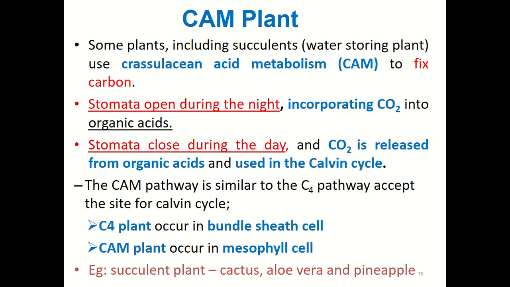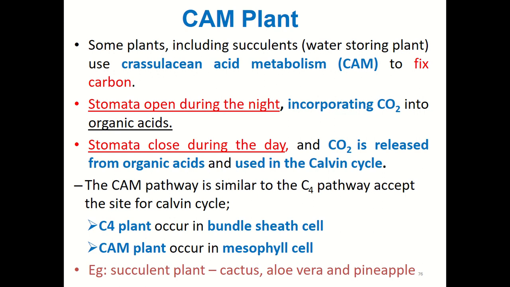So in CAM plants, the stomata will open during the night, therefore incorporating carbon dioxide into organic acid. And during the day, the stomata will close to avoid losing water from the plant. The carbon dioxide will be released from the organic acids that were formed during the night, and during the day it will be released from the organic acid and used in the Calvin cycle.